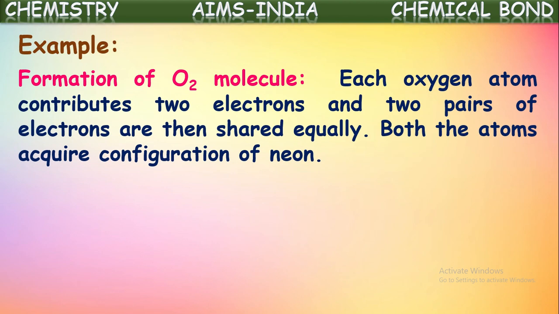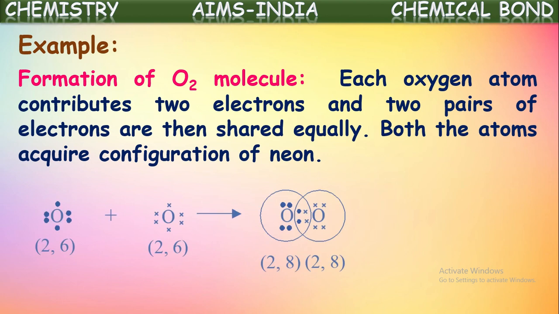That is the formation of the oxygen molecule. We know each oxygen atom contributes two electrons and two pairs of electrons are shared equally between the two oxygen atoms. Both the atoms acquire the octet configuration of the nearest noble gas, neon, by this. See here, an oxygen atom has 6 valence electrons, and in the same way the other oxygen atom also has 6 valence electrons. When these two approach each other, each oxygen atom contributes two electrons and they share two pairs of electrons, and hence both become stable by acquiring the nearest noble gas neon configuration.